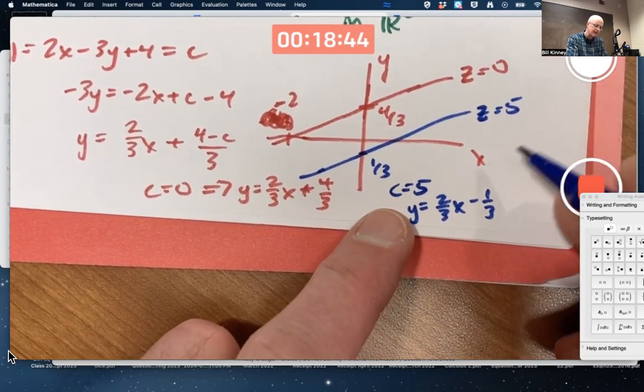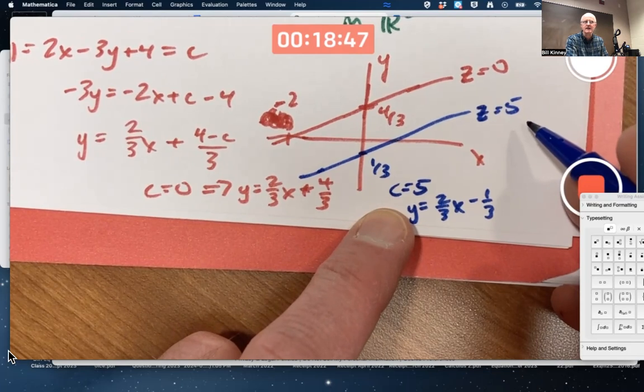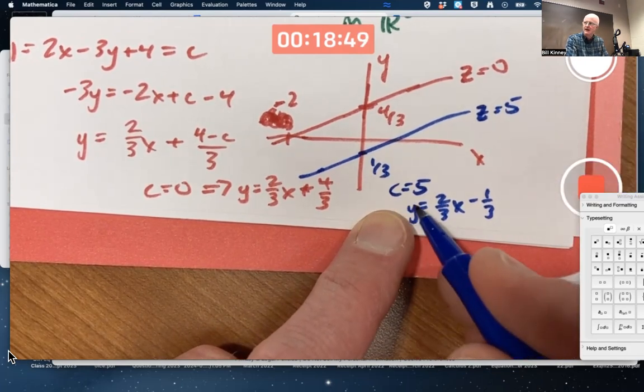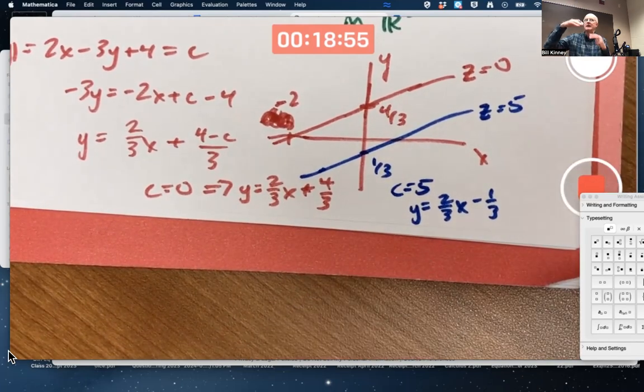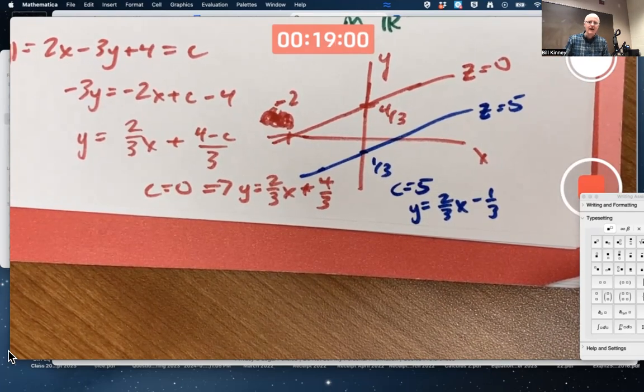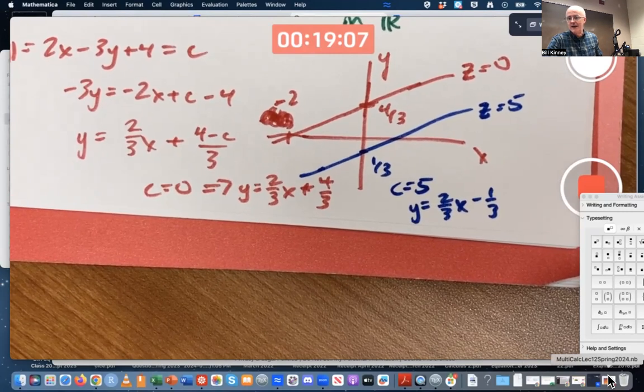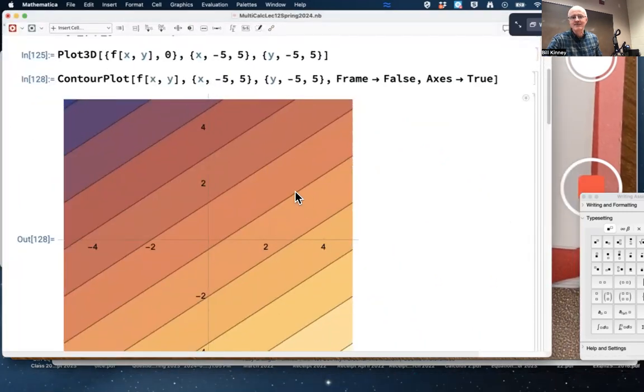Don't let it bother you that here I wrote c equals 5 and here I'm writing z equals 5. I wrote c here because I was thinking of it as being a constant output. But yes, that output is a z value. It's a vertical value on the original three-dimensional graph, the surface. And I can do this for other values of z as well. Because these lines are equally spaced for equally spaced values of z, like 0, 5, 10, 15, etc., that's reflecting the fact that this graph, the three-dimensional graph, is a plane.